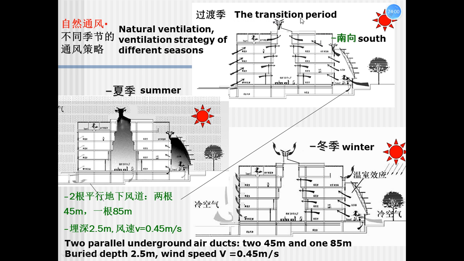The transition period. Natural ventilation. Ventilation strategy of different seasons. Summer: pilot underground air ducts, 45 meters and 85 meters. Buried depth 2.5 meters. Wind speed is 0.45 meters per second.